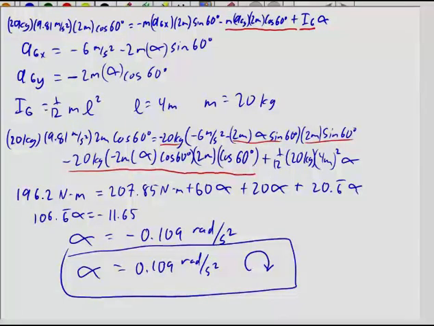Hopefully you can see that the kinetic diagram is a very powerful tool to combine the parallel axis theorem with the equations of motion in a visual manner. And that's what it's used for.